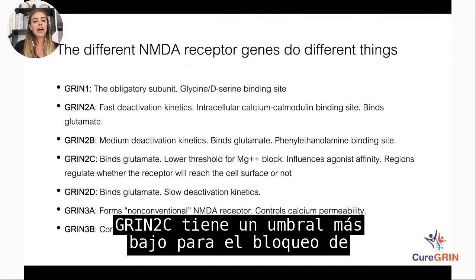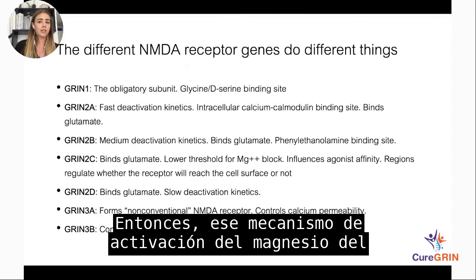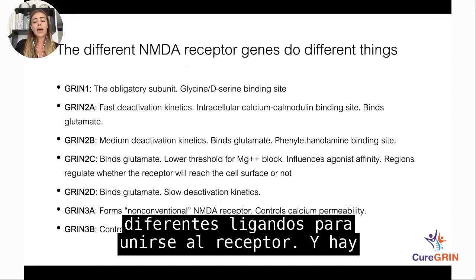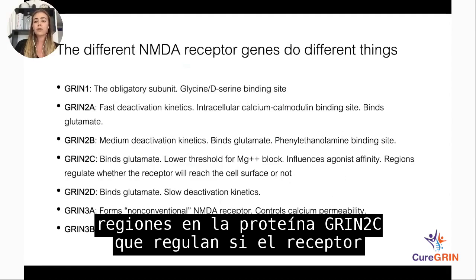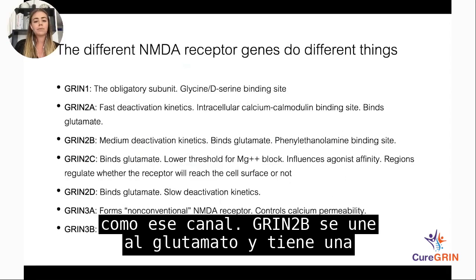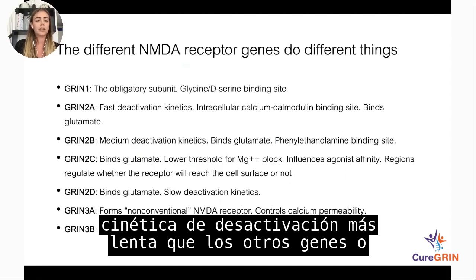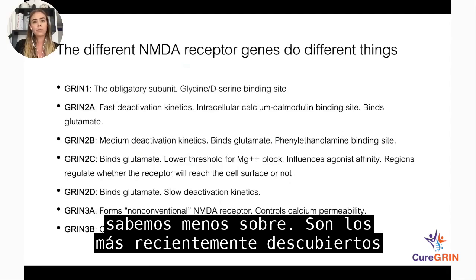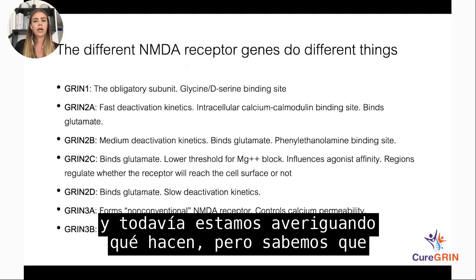The GRIN2C has a lower threshold for magnesium block, so that magnesium gating mechanism that we talked about before. It also influences the affinity of different ligands to actually bind to the receptor. And there are regions on the GRIN2C protein that regulate whether the receptor will actually go to the surface of the cell or not and act as that channel. GRIN2D binds glutamate and has slower deactivation kinetics than the other GRIN2 genes or proteins. And then the GRIN3 proteins, we know less about. They're the most newly discovered, and we're still figuring out what they do.